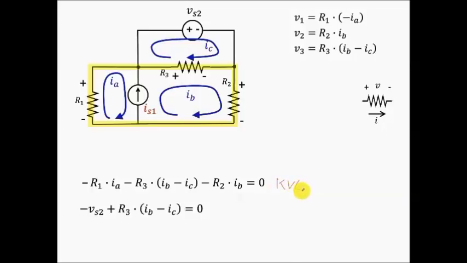Now I have two equations, and I need a third one. Again, I can find the third one by using this current source. I see that the current source gives a relationship between those two mesh currents, IA and IB. So when I look at the whole system of equations, I have three equations and three unknowns, IA, IB, and IC. Three linear equations, three unknowns, and the system is solvable.